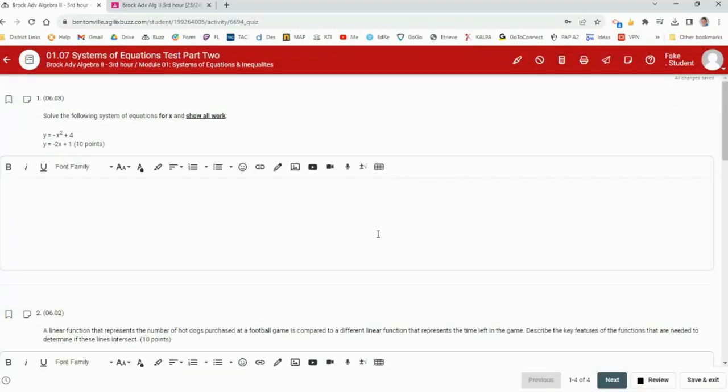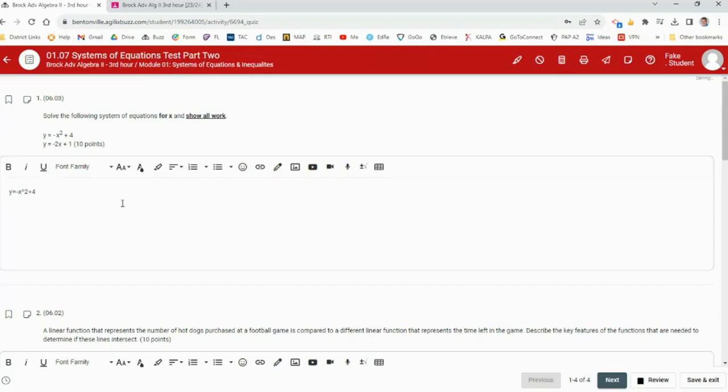Part 2, you have to type the answers. It says solve the following system of equations for x and show all work. So to get the full 10 points, you need to take those 2 equations, put them down here, and solve it. Now, if I actually want something to look right, because if I type y equals negative x squared plus 4, we can look at that and it's like, well, that's okay.